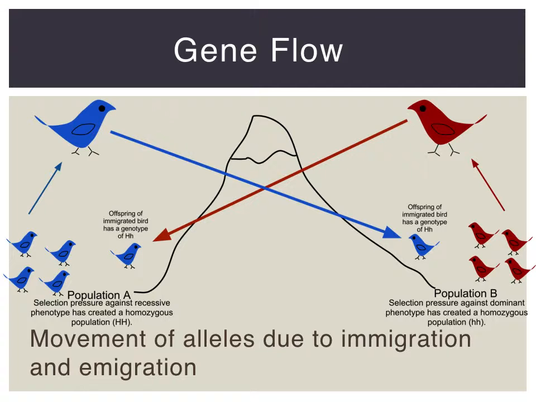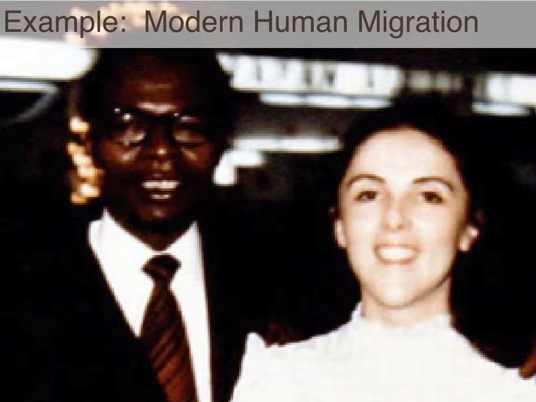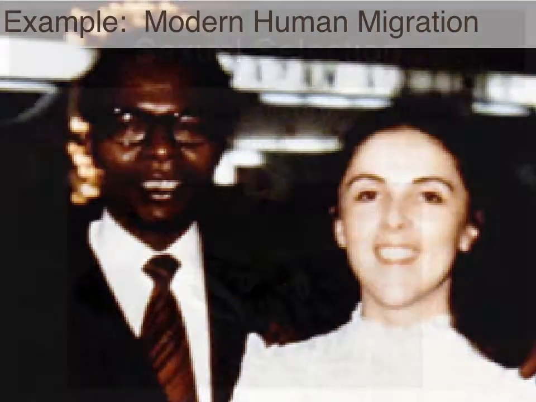Gene flow is the movement of alleles due to immigration and emigration. It's another influence of evolution that is not natural selection. So here in this picture we have a group of bluebirds and a group of redbirds, and you could have the offspring of one of these birds go to a new population, and once it starts to breed with the population, then there's going to be some changes in the allele frequency. And the classic example of that is modern human migration.